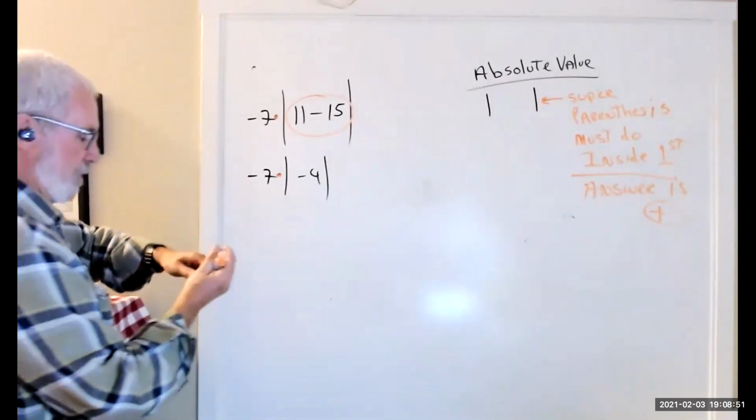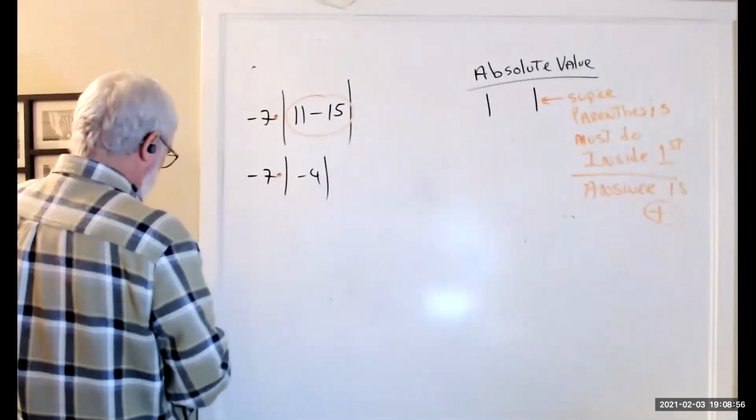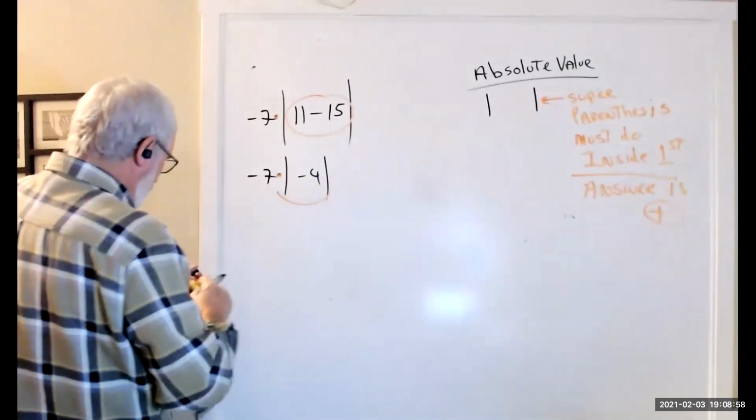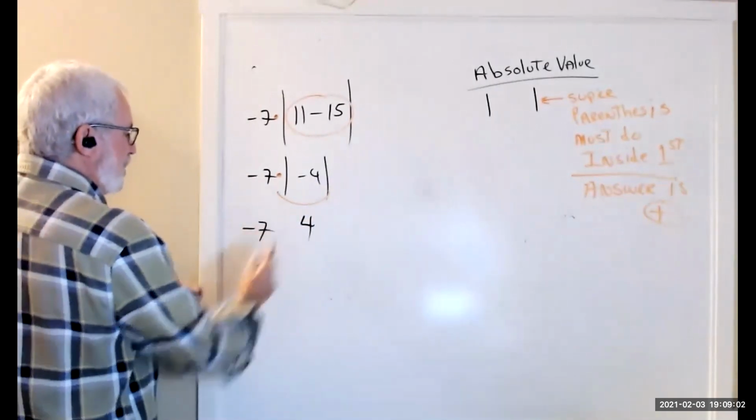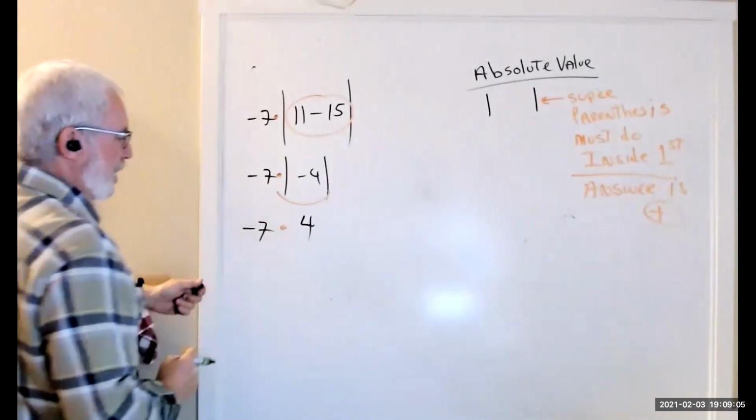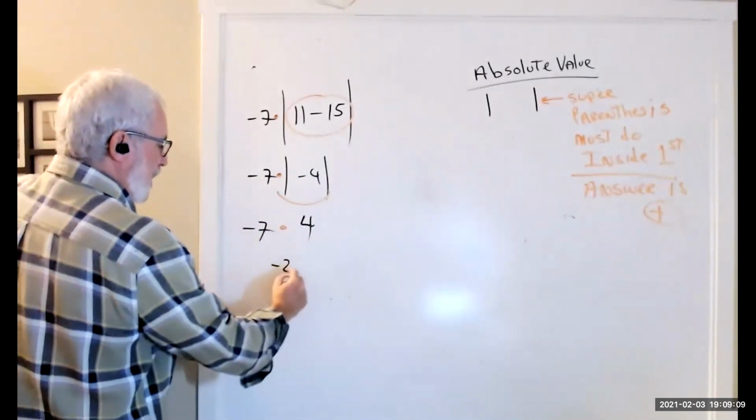But anyway, there's a multiplication there. So this part of the problem becomes positive 4. So this is negative 7 secretly multiplying by a positive 4. Negative 28 is the answer.